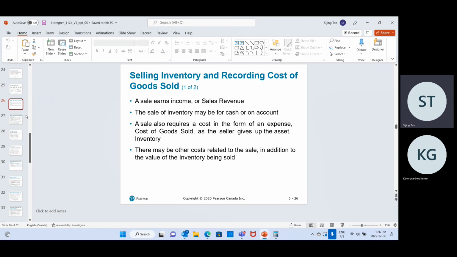Now, the next one, we'll talk about the sales of inventory, which is the next step in the operating cycle. It can be for cash or on account. The sale also requires a cost in the form of an expense, cost of goods sold. So we can see that the merchandiser has changed its role from purchaser to seller, because the first inventory cycle is completed. That is using cash to purchase the inventory. That cycle is done. Now we move on to the selling inventory cycle.